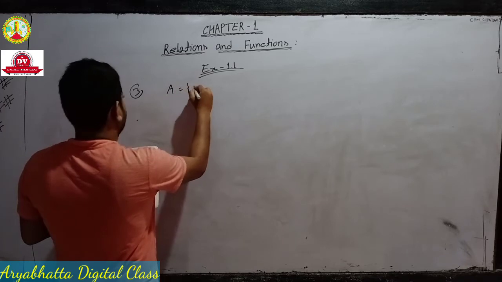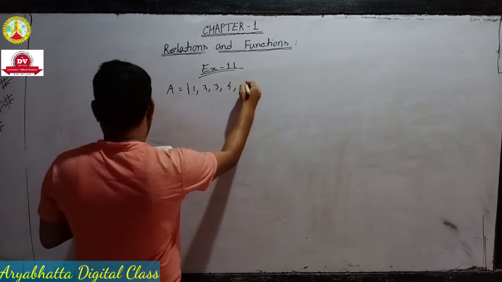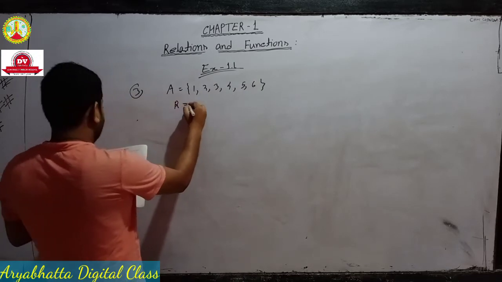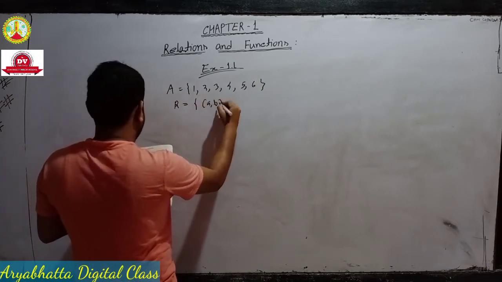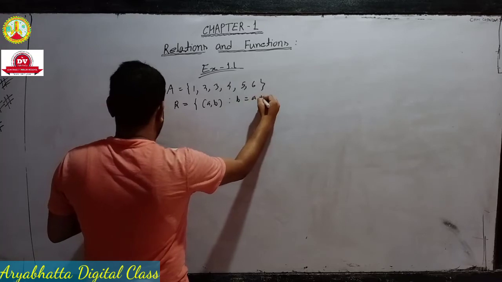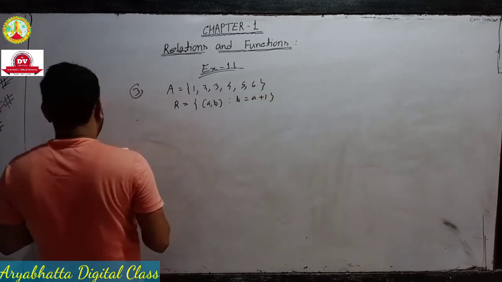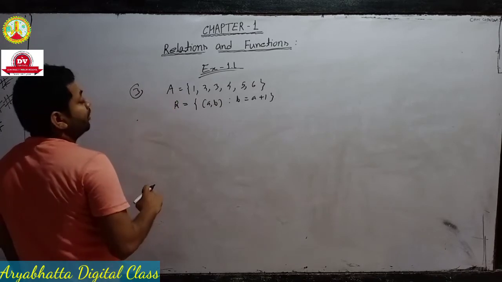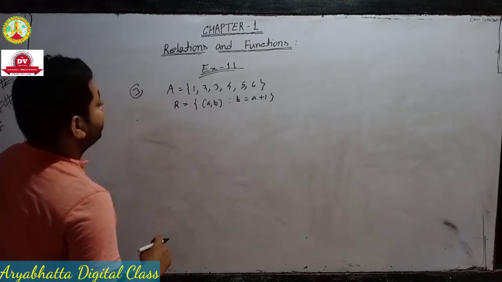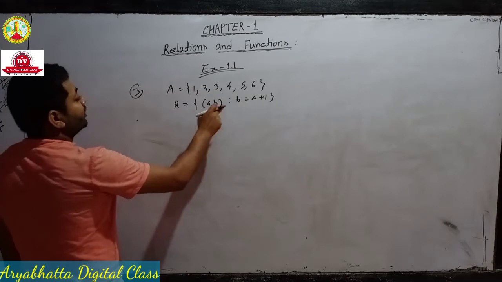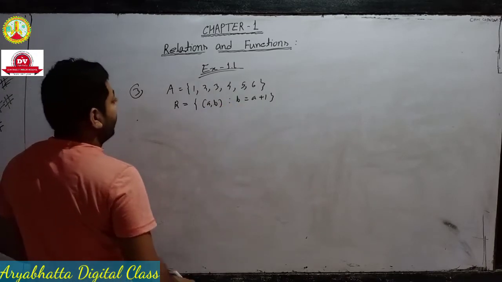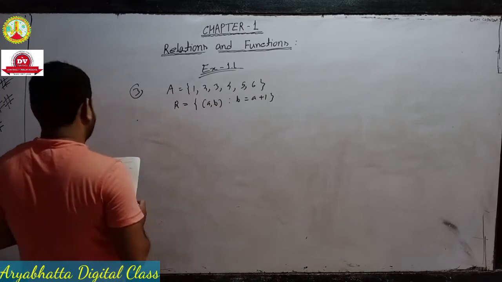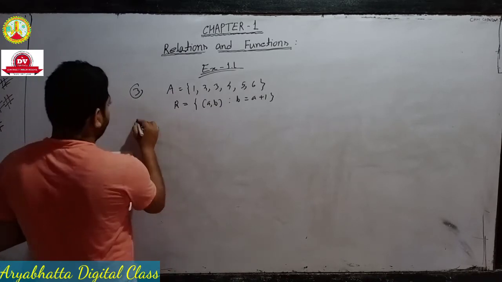A equal to {1, 2, 3, 4, 5, 6} as R equal to {(a, b) such that b equals a plus 1} is reflexive, symmetric or transitive. Given the set A equal to {1, 2, 3, 4, 5, 6} and R equal to {(a, b) such that b equals a plus 1}, is it reflexive, symmetric or transitive? Solution.